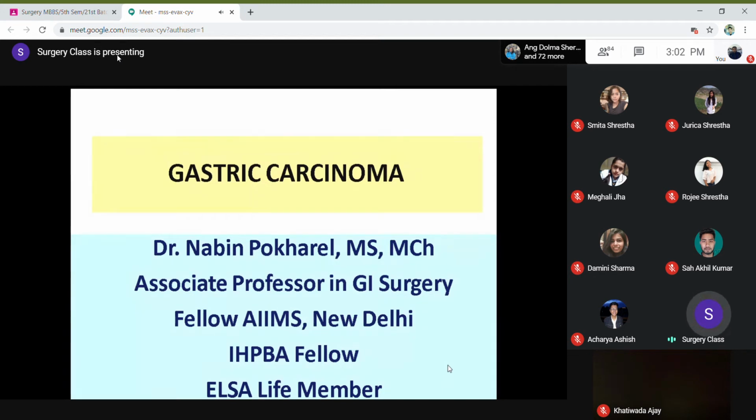The thing is that covering gastric carcinoma in a single lecture is quite difficult. So I'll try to concise it as far as possible, because there are many things you need to know about gastric cancer. I'll just try to summarize. So in between, if I leave some slides and switch on to the other slide, then you don't get confused. Okay, so let's start.